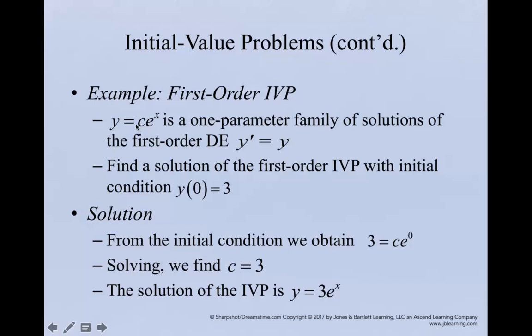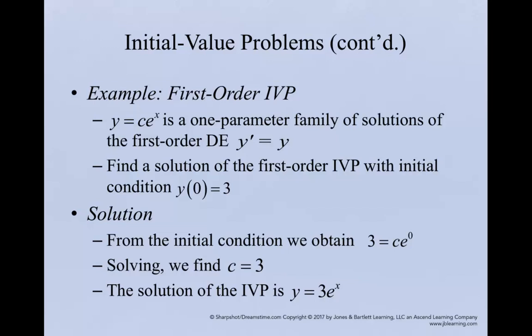The first thing that I want to point out is if you take this c e to the x and you plug it in for y, and then if you take its first derivative, y prime, you'll get this back, c e to the x. So you'll have c e to the x is equal to c e to the x, which is what we were talking about in the earlier lecture, that you basically then have an identity.